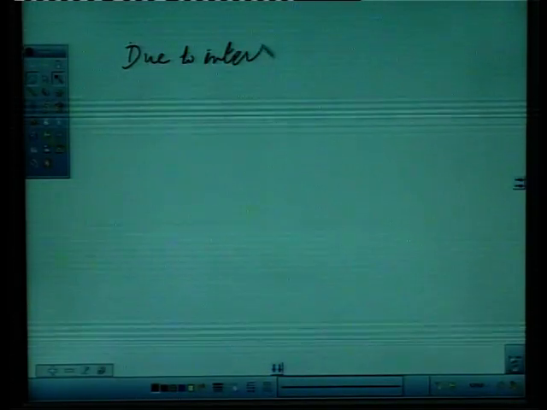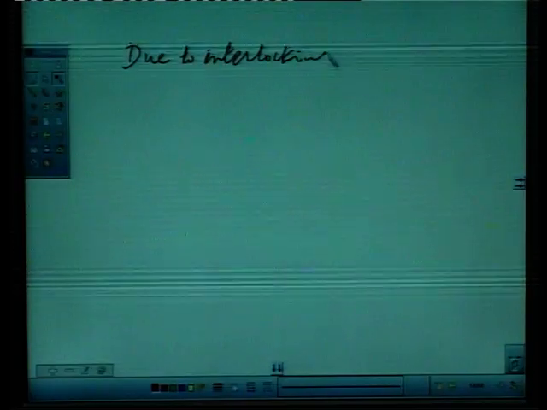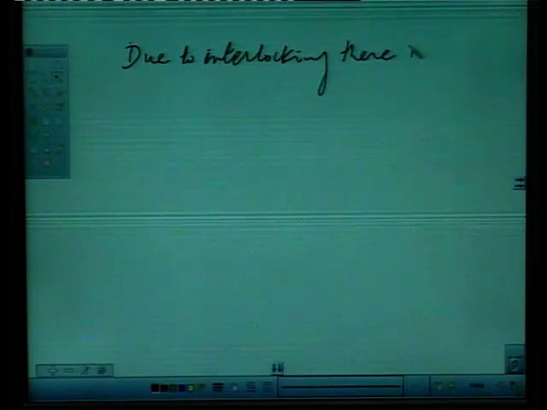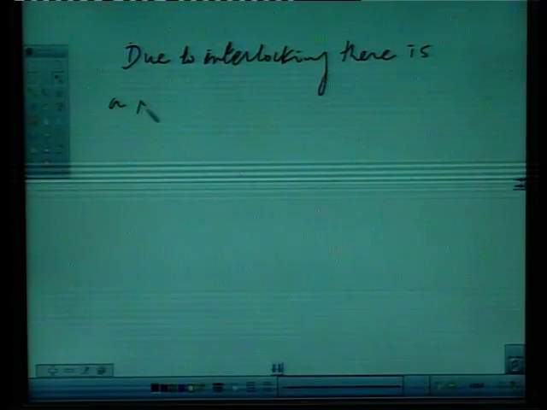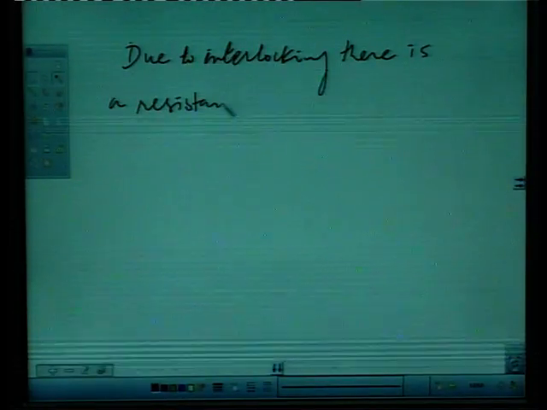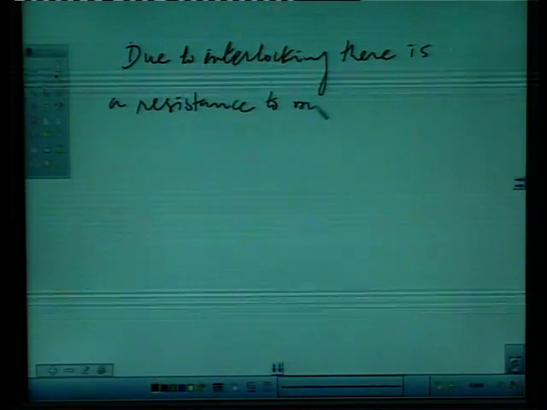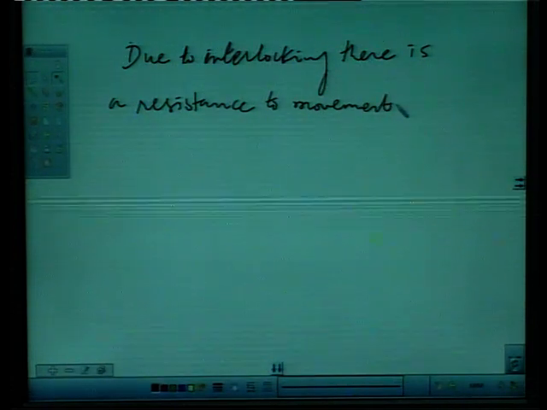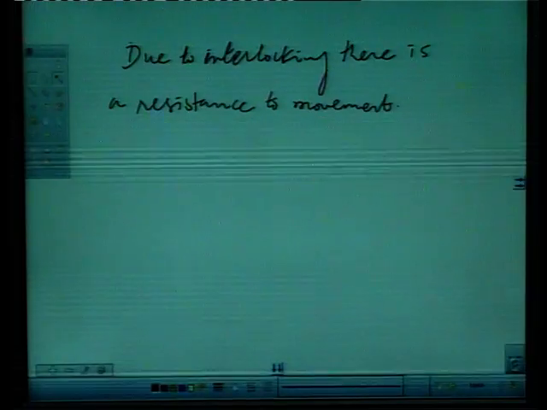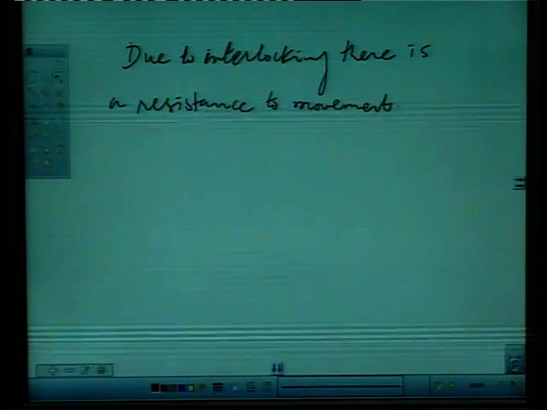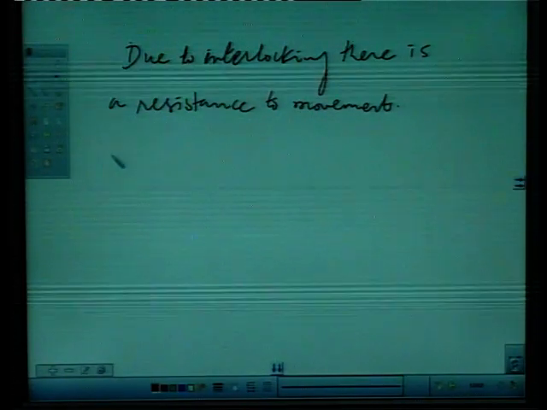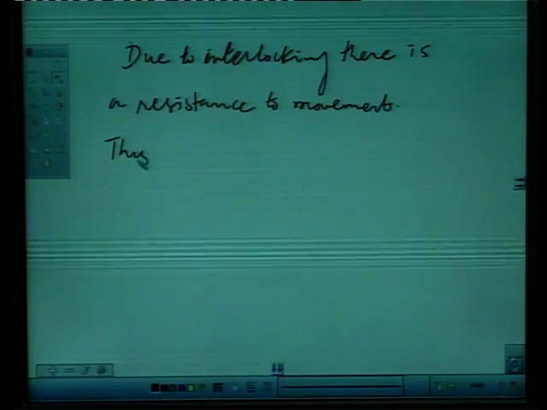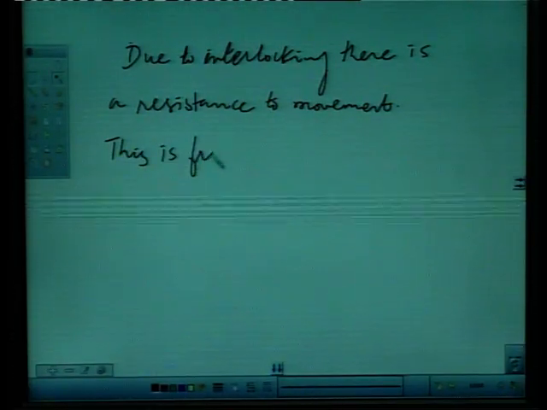So, due to interlocking there is a resistance to movement between different parts of a machine. So, the resistance to movement is friction. This is friction.